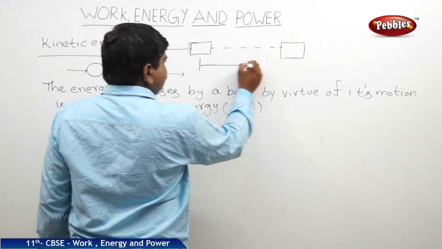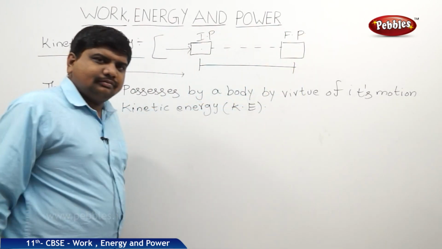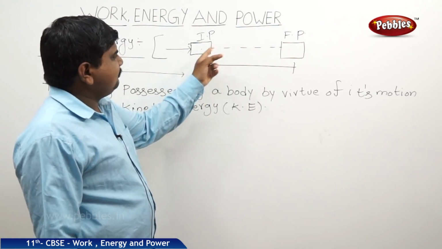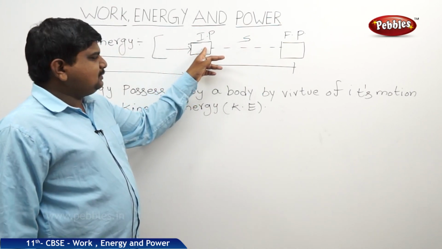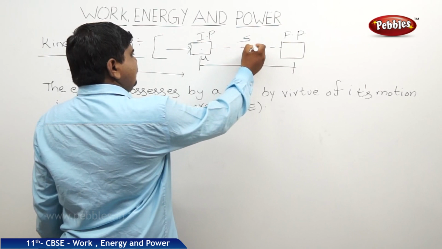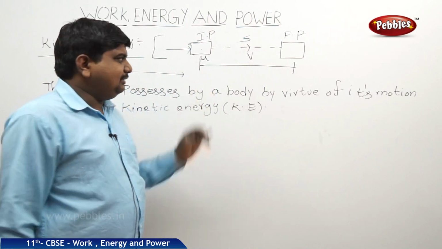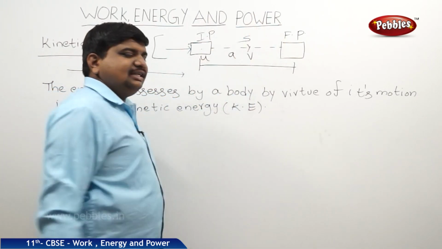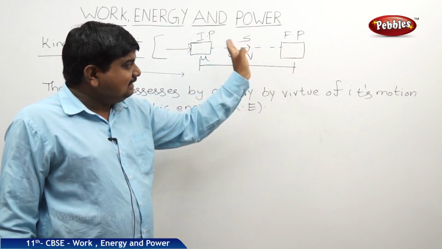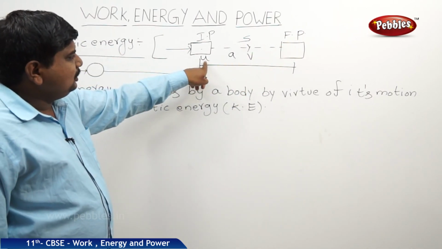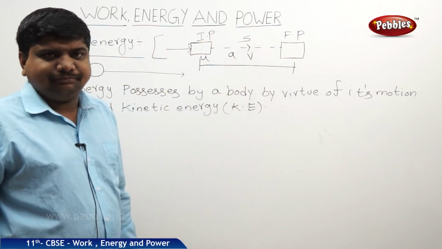From here to here, this is the initial position, this is the final position. The distance traveled by the body from initial position to final position, let us say S. At this position its velocity is u, while it is moving to a distance its velocity attained is v, and the change in velocity with respect to time is acceleration, and it has traveled a distance of s. So the physical quantities involved in the motion of this object in a straight line under the force F are initial velocity u, final velocity v, distance traveled s, and acceleration a.